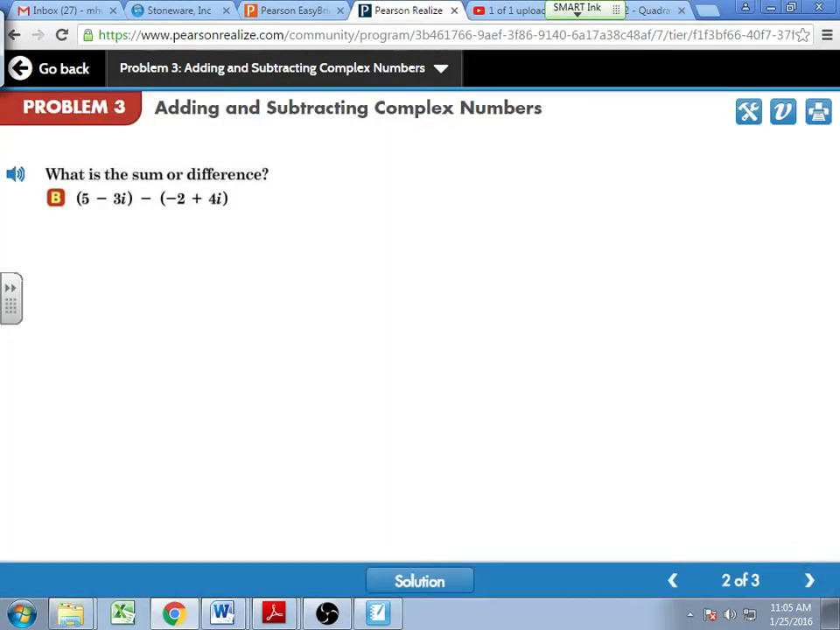So if we look at B, pay attention that the negative has to go through the whole second. Can you go back? Can you not see that? You might need to sit closer, man.